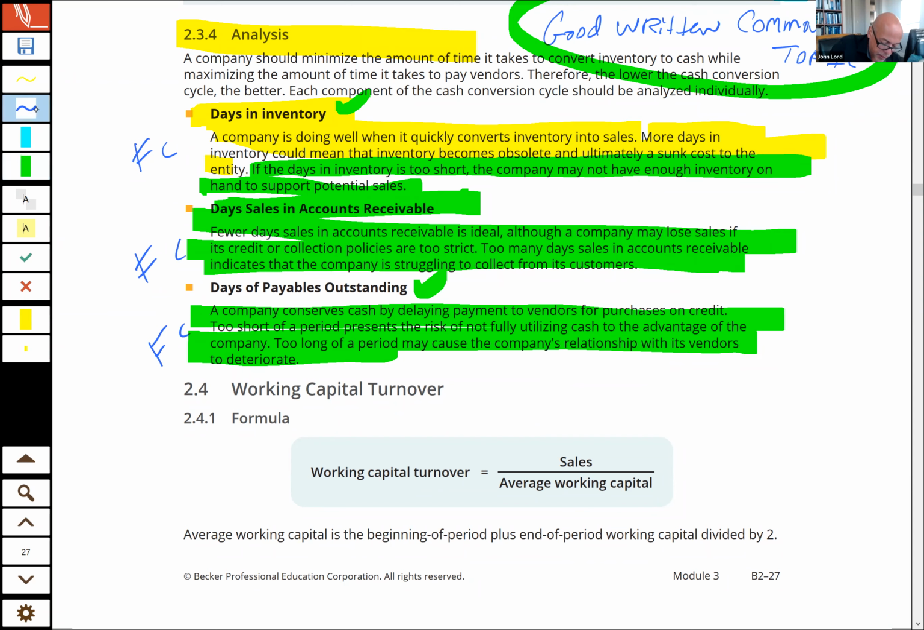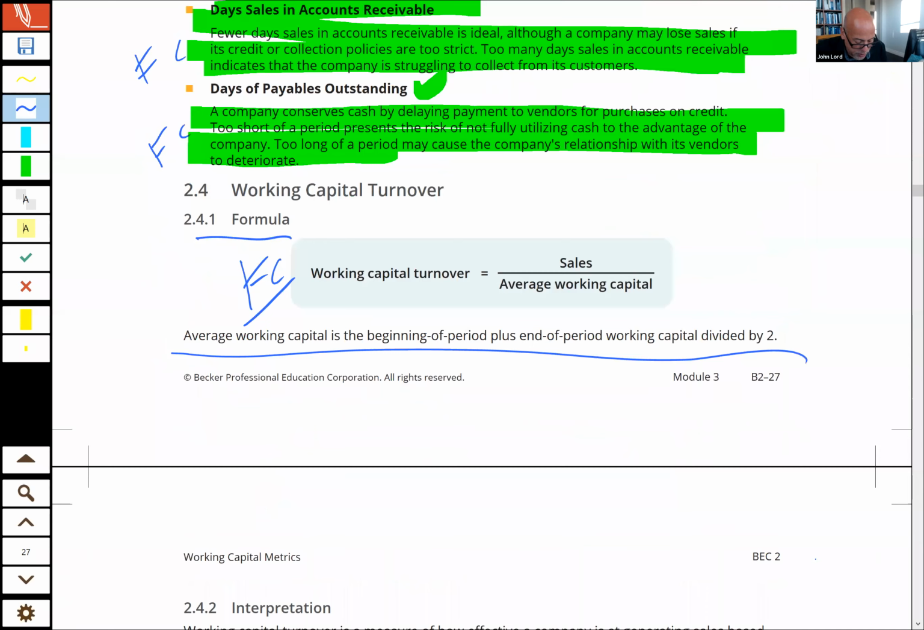And let's take a look at a couple more formulas here, guys. And I know this isn't exactly the most scintillating conversation you've ever had, okay? But it is what it is. We've got to know these things. Working capital turnover is basically saying, hey, what is my sales divided by my average working capital? And again, here they finally told us the average: beginning working capital plus ending working capital divided by 2. Okay. Now, what's the analysis?